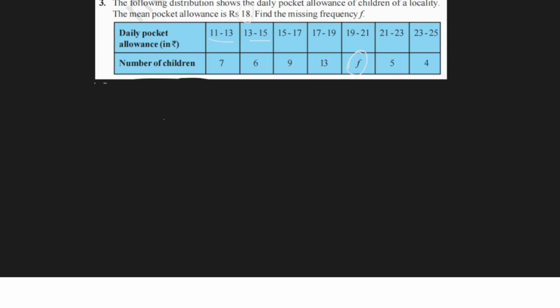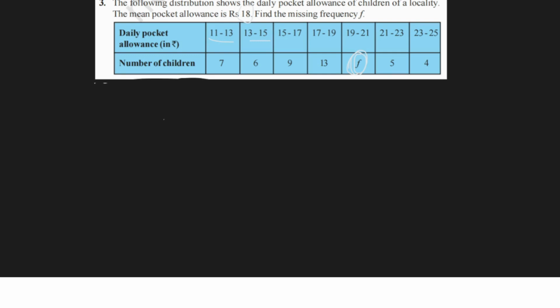Let's read the question. The following distribution shows the daily pocket allowance of children of a locality. The mean pocket allowance is rupees 18. Find the missing frequency. So a data is given to you. You're not supposed to find the mean here. The mean is already given to be rupees 18. So you have to find the missing frequency. With the help of the mean, you have to find this missing frequency.